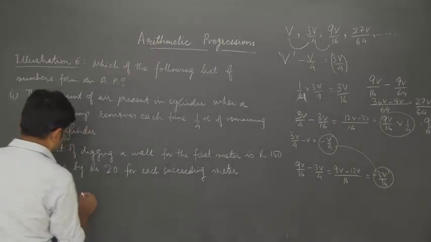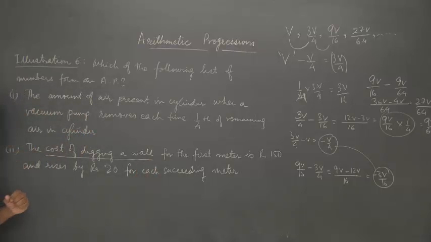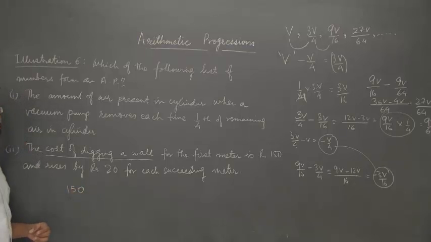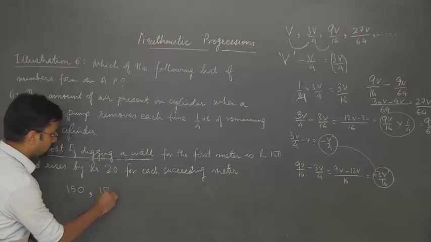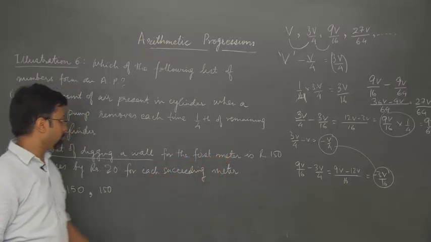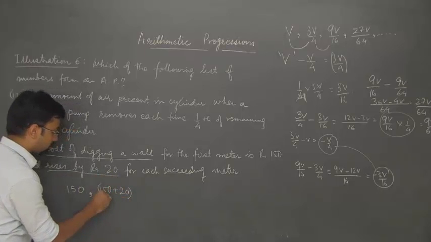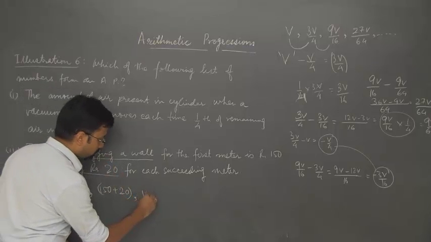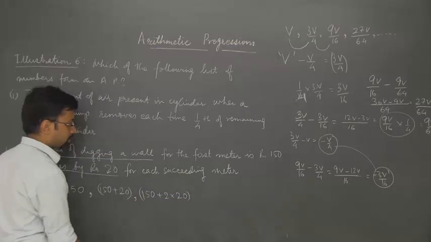We have to find the list of numbers representing the cost of digging. So the cost of digging a wall that's 1 meter in height is 150. What will be the cost of digging 2 meters in height? It will be 150 for the first meter and then it rises by 20 for each succeeding meter. So it will be 170. What if it is 3 meters? The first meter will be 150 and for each of the remaining we will obtain the increased cost.